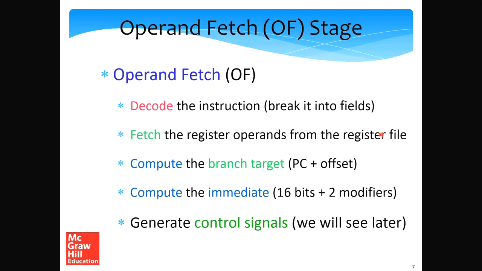The operand fetch (OF) stage does several things. First, it decodes the instruction. Decoding the instruction means you break it into fields, because everything is packed inside a 32-bit field. Then we need to fetch the register operands from the register file, so we need to read them. This stage also computes the branch target, which adds the offset to the program counter.